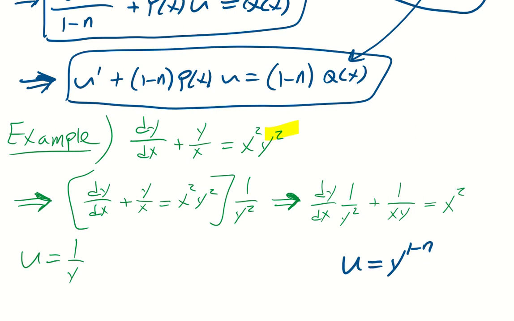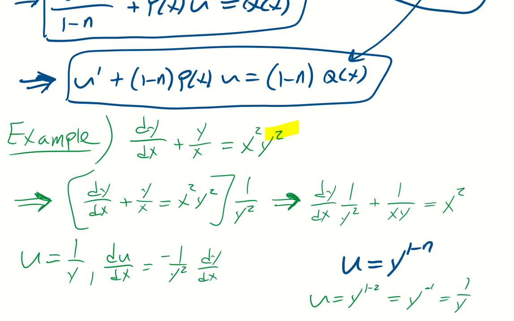Right, it's 2. So we have u is equal to y raised to the 1 minus 2. That's y to the minus 1 power, and that's the same thing as 1 over y. Great. So we have our u. But what's the derivative of that? In other words, what's du/dx? So that would just be minus 1 over y squared dy/dx. Great. So we have our u substitution.